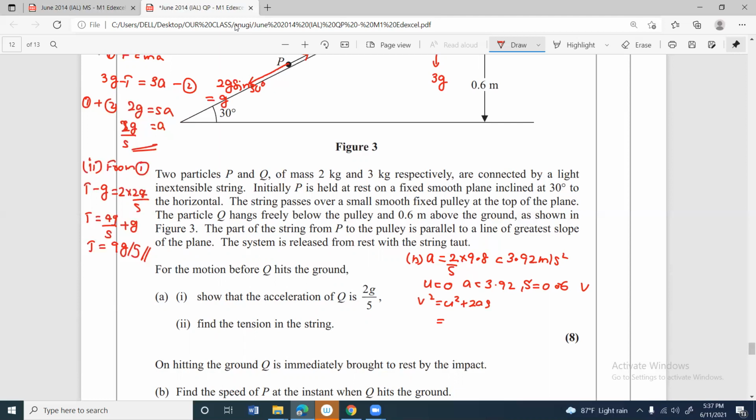v squared is 0 plus 2 into 3.92 into s, and s is 0.6. With this, you get the value for v. 2 into 3.92 into 0.6, that is this bit, and then the square root of that answer turns out to be 2.17. So 2.17 meters per second would be the value for that, right? Okay.